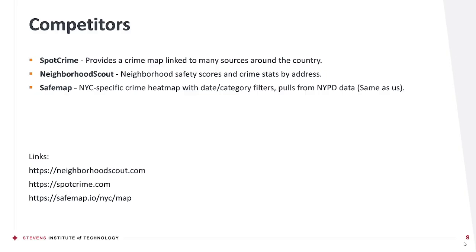And some of our competitors would be CrimeSpot. They provide a crime map linked to many sources around the country, so it's not just New York. Neighborhood Scouts, neighborhood safety scores, and crime stats by address, kind of like a little bit like what we're doing. Safe Map is an NYC specific crime heat map with date and category filters pulled from NYPD data. It's actually using the same data set that we're using. So the links are below in case you want to check them out.